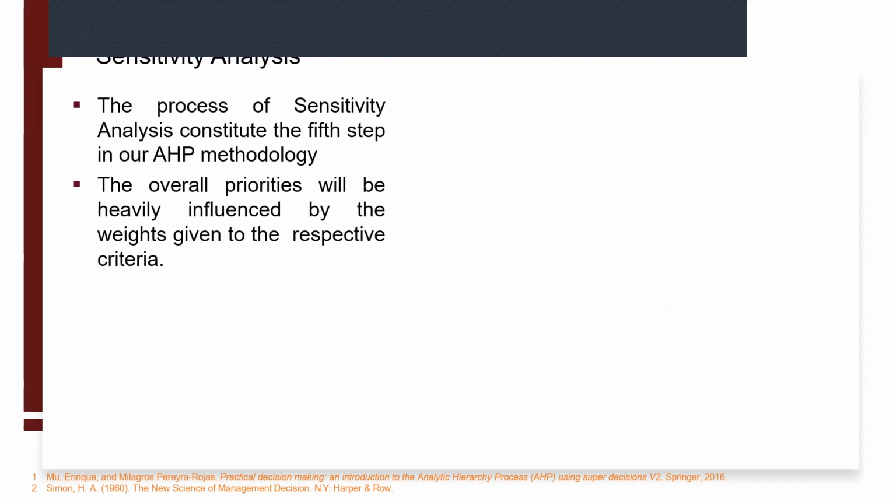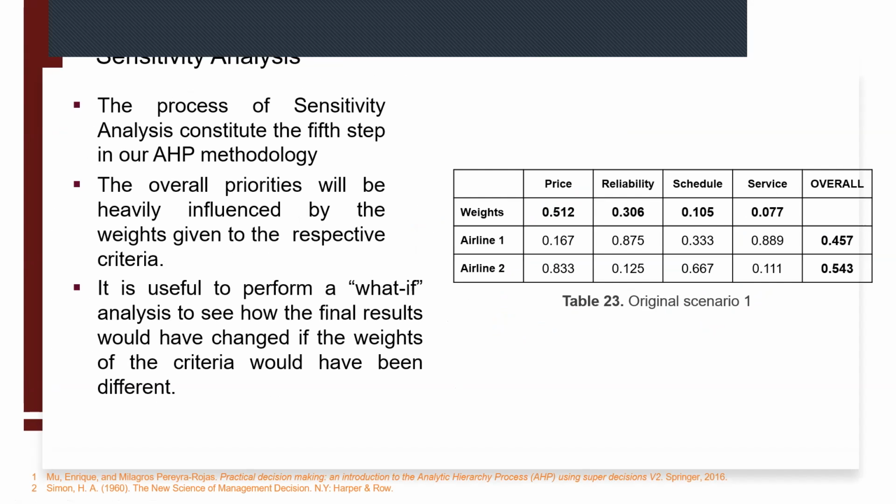Now we have to do the sensitivity analysis. The process of sensitivity analysis constitutes the fifth step in the AHP methodology. So how do we do that? The overall priorities, as we have established, are these, based on the last computation: 0.457 for airline 1 and 0.546 for airline 2. And then we have the weights already: 0.512, 0.306, 0.105, and 0.077 for the weights.